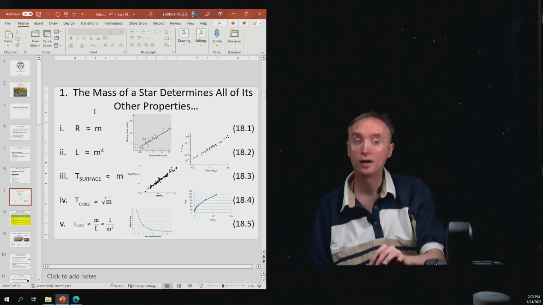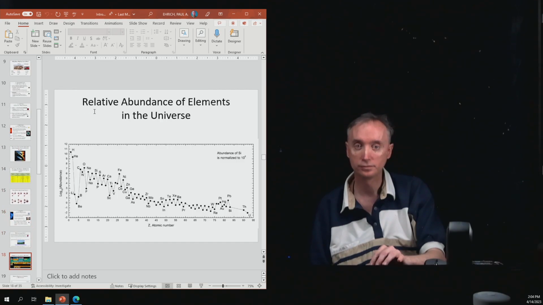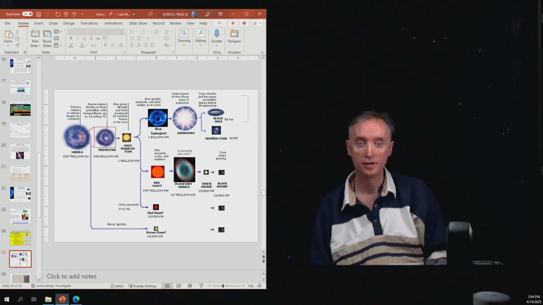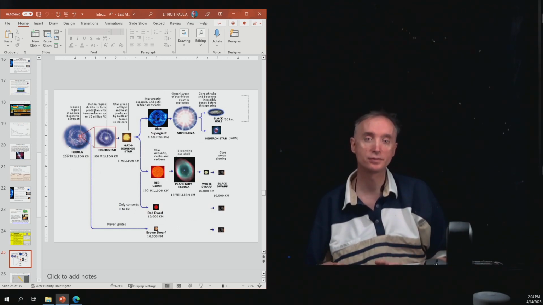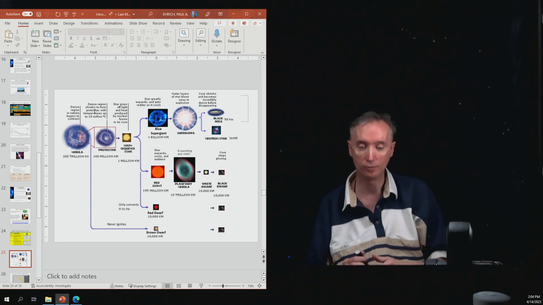It would be good if you would have this chart open. So in your PowerPoints, open up that chart, and as I am discussing what all of these different things turn into as they die, you can be looking at that chart, and that kind of summarizes everything that I'm going to be talking about today. So have that one open.